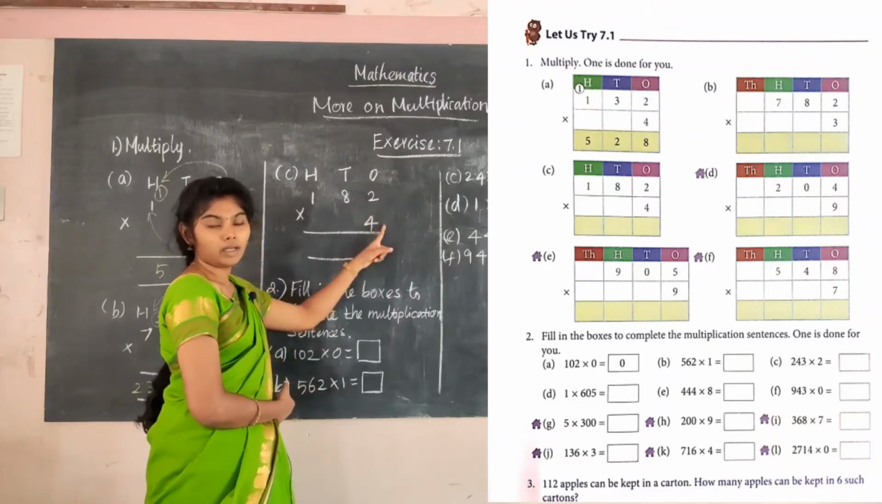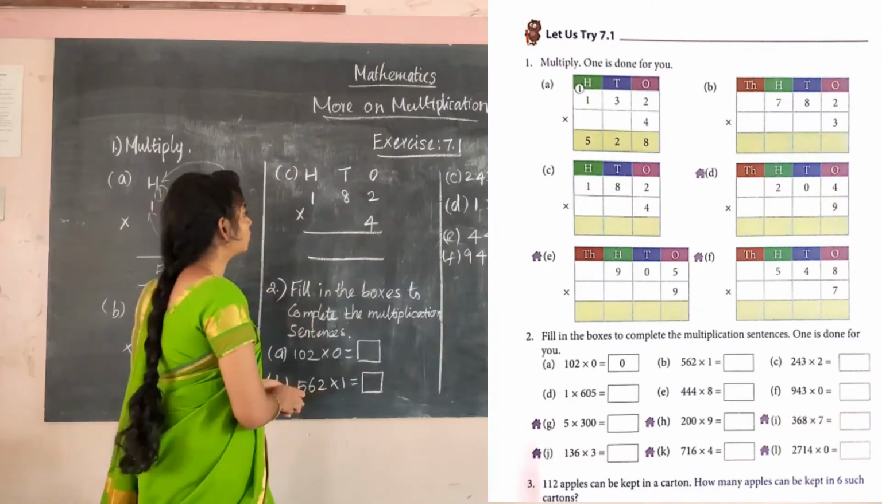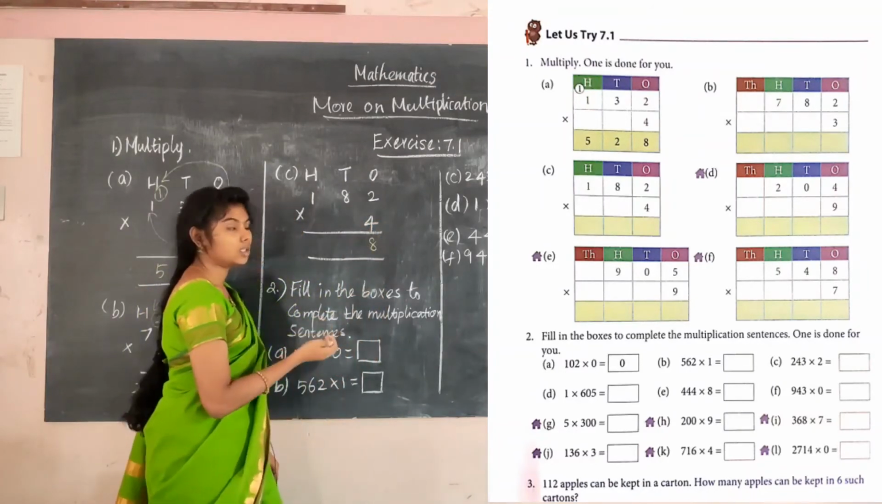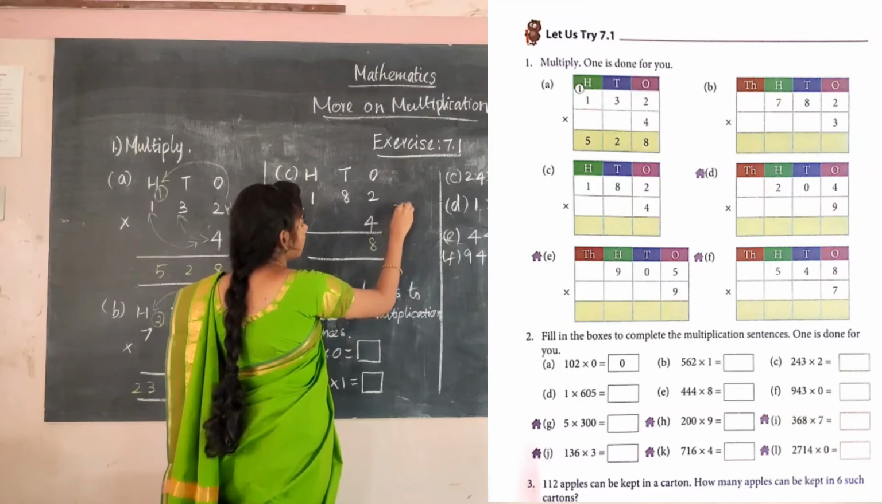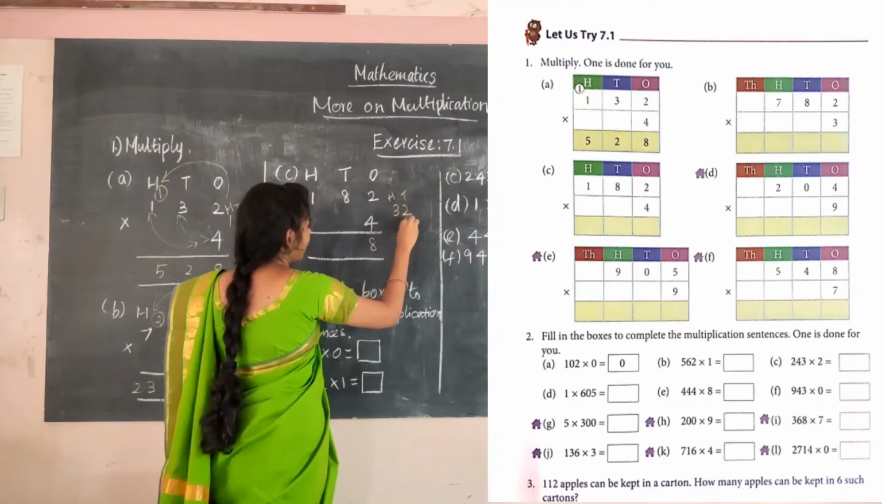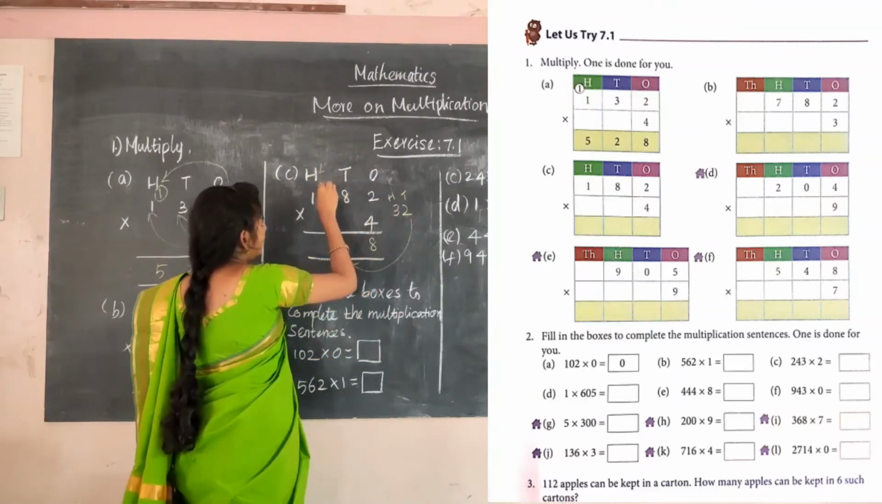And the next problem is 182 into 4. A 3-digit number by a 1-digit number. First we have to multiply the ones place by the ones place. So 2 4s are 8. Then 8 4s are 32. So it's a 2-digit number, so you are writing it outside. Give the place values for tens and hundreds. Take 2 to the tens place and carry over 3 to the hundreds place.